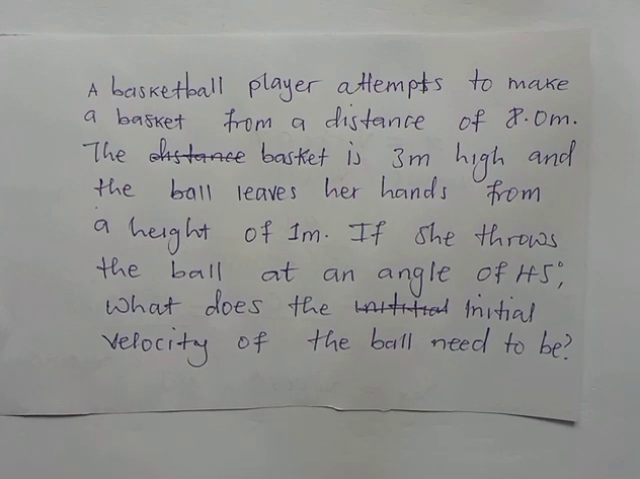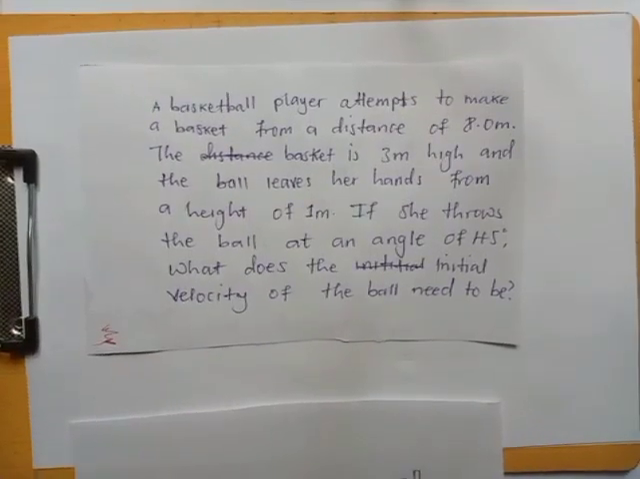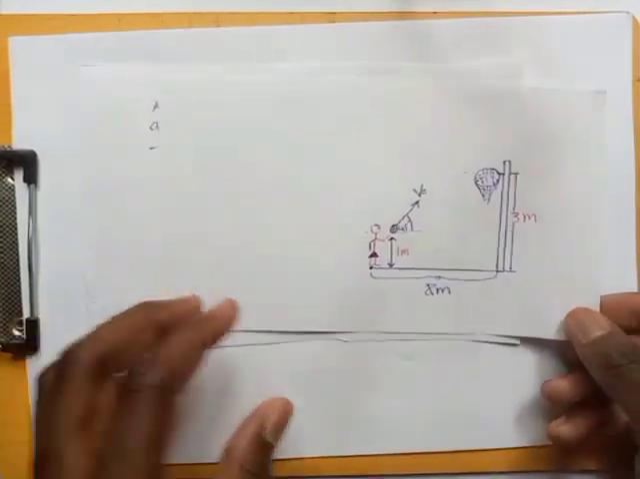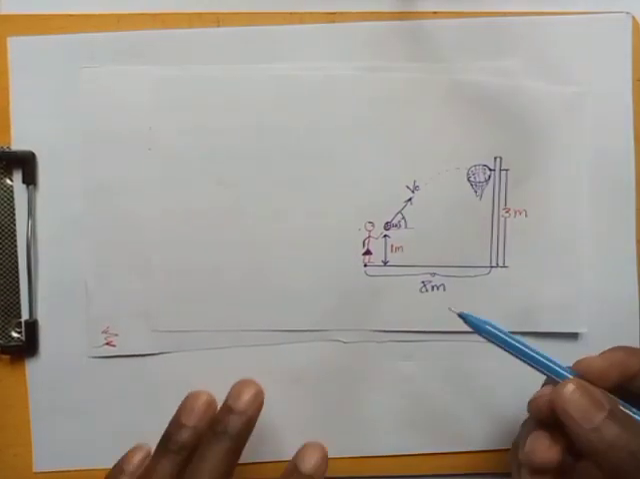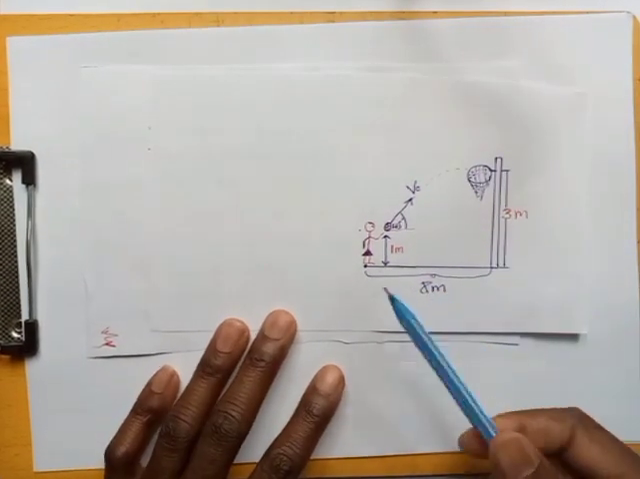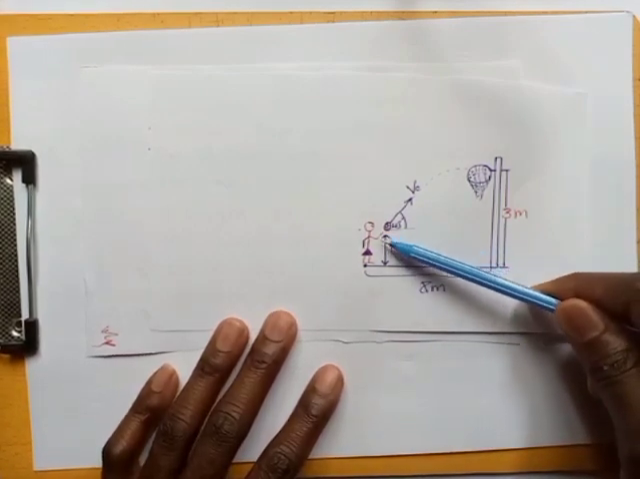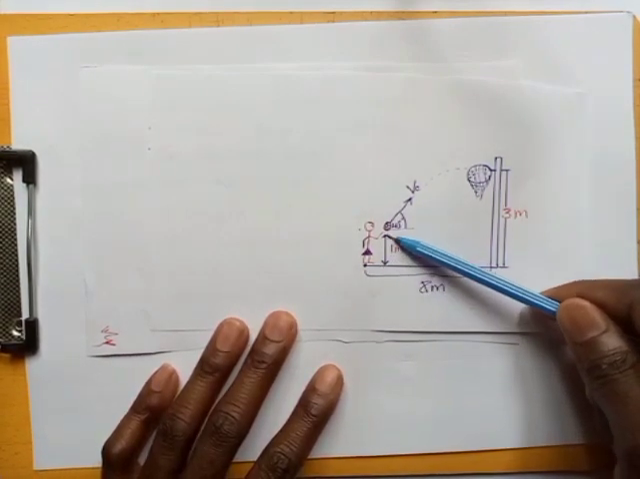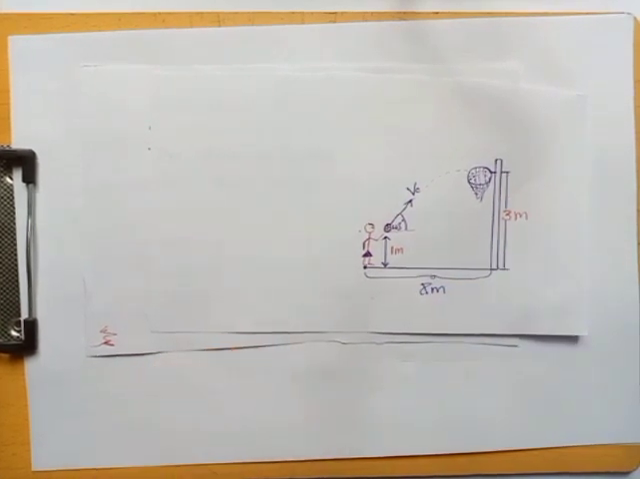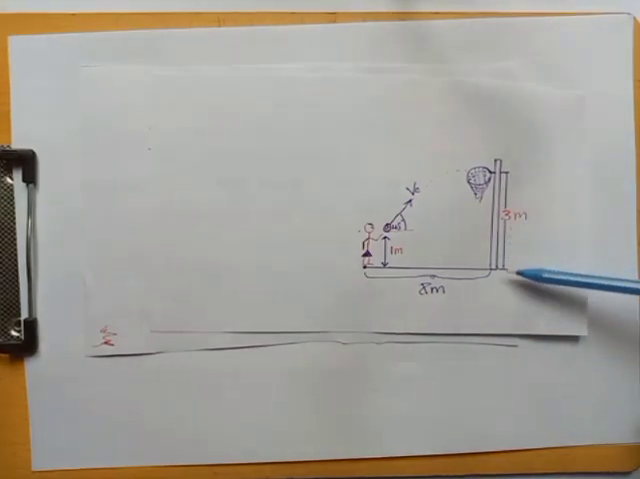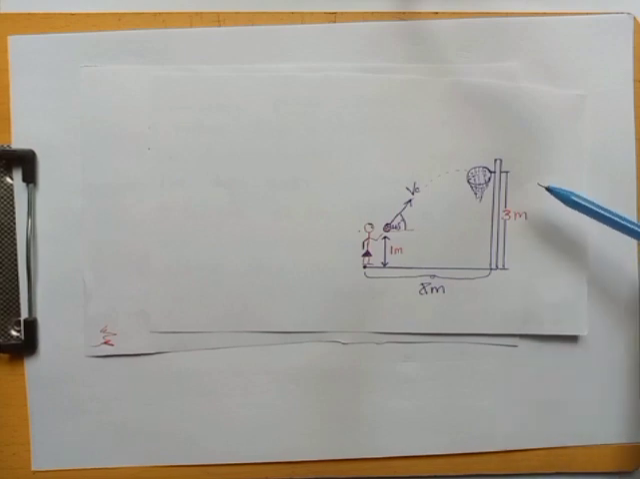So we have to sketch what this question is actually asking us. If we check the diagram they're talking about, it has to look like this. The height at which the ball was thrown was 1 meter, and the height of the goalpost, or rather the height of the basket, was supposed to be 3 meters.